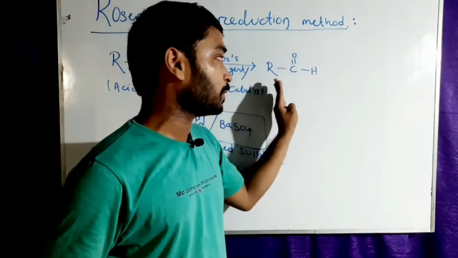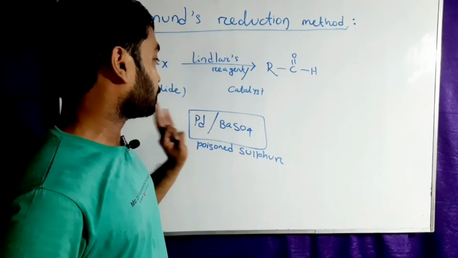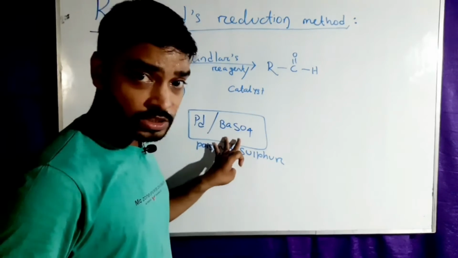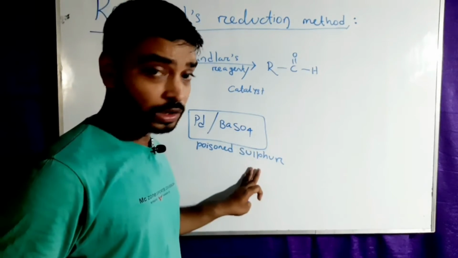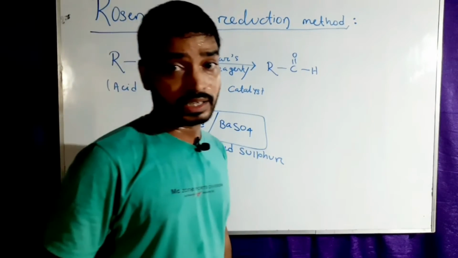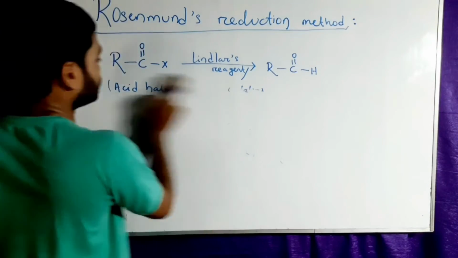So the process will stop here and it will result in the formation of aldehyde only. For the preparation of aldehyde, we are taking palladium over barium sulfate and sulfur, which are together called Lindlar's reagent or Lindlar's catalyst. So let's learn the total process in detail.